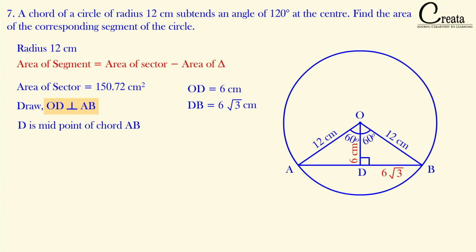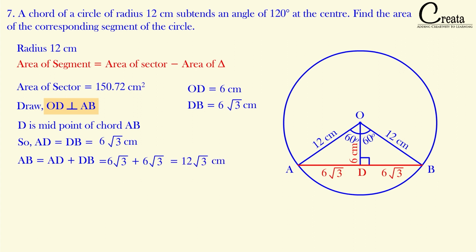It means D is the midpoint of the complete chord AB. D is the midpoint of AB, that is AD and DB are equal to each other. These two line segments are equal. So AD will also be equal to 6 root 3. So AB will be equal to AD plus DB, that is 6 root 3 plus 6 root 3, which is 12 root 3 centimeter. The length of the chord AB we got as 12 root 3 centimeter.